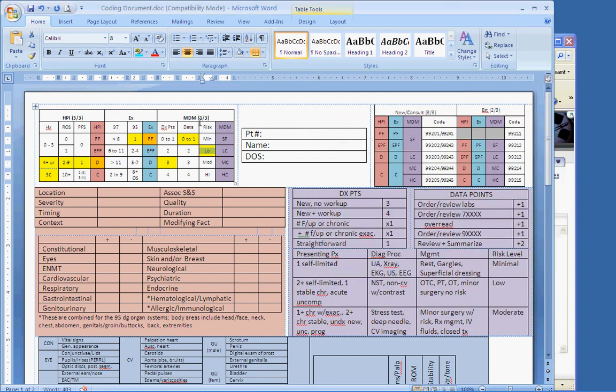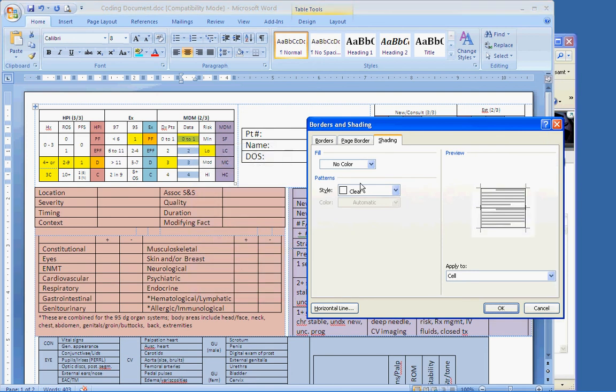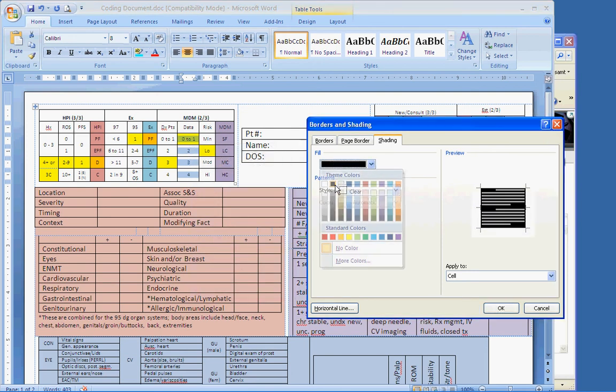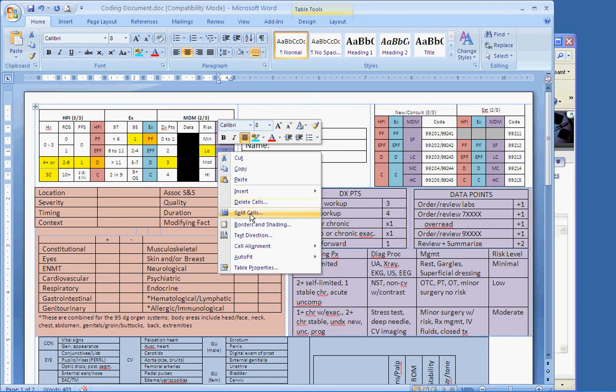Okay? Notice, unlike the HPI, the medical decision making says 2/3. That means you get to drop one. Well, if the lowest guy wins, why not drop the lowest so that way we can bump it up? So that's exactly what we do, is we cross out data. Now the lowest guy wins. We get low complexity.